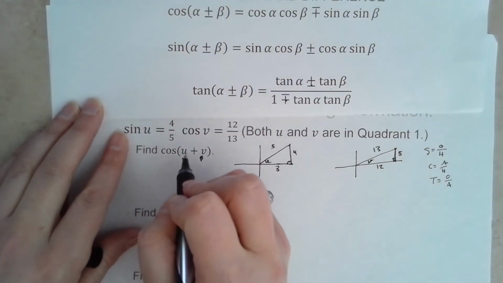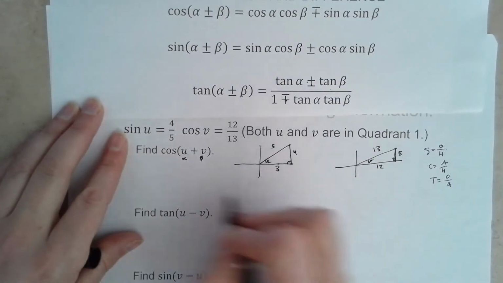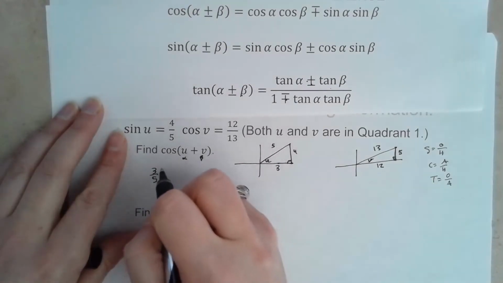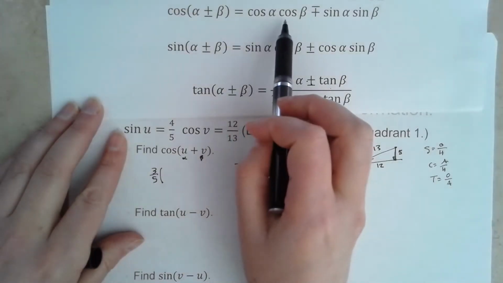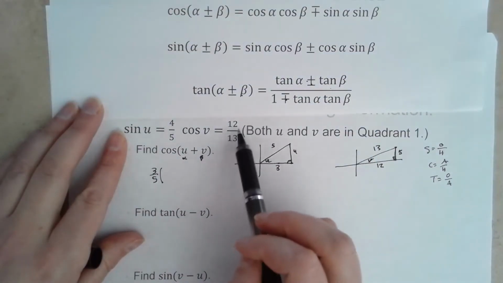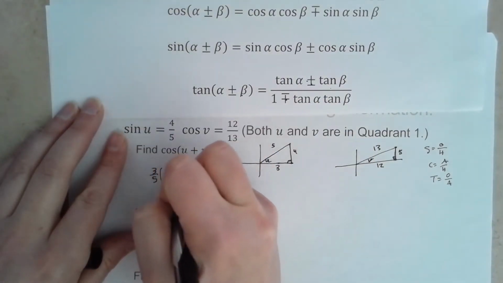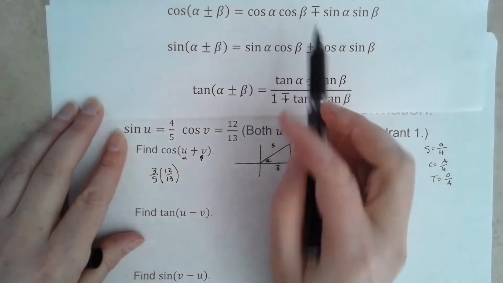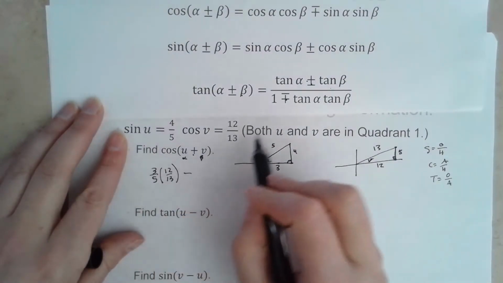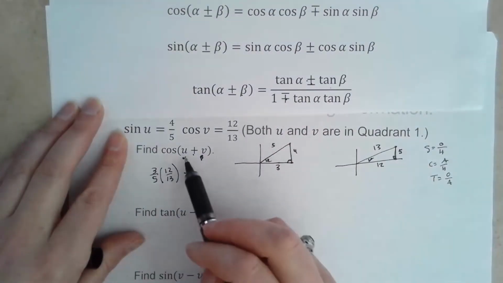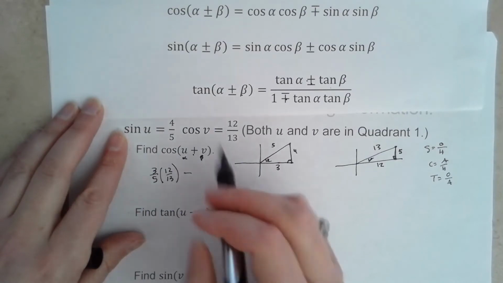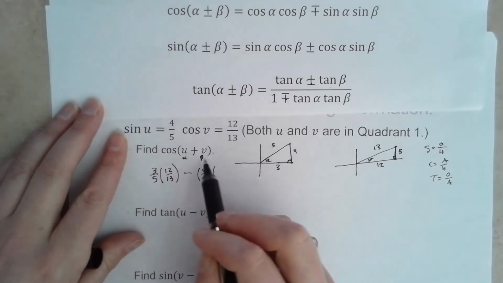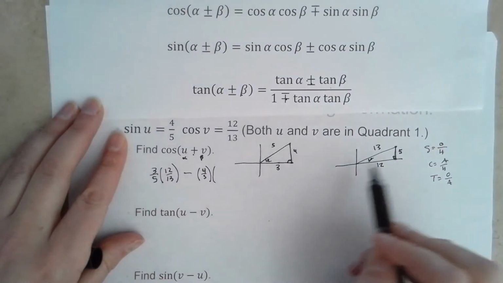So I need cosine of u. So cosine of u is 3/5, right? Adjacent over hypotenuse times, and now I need cosine of v. So cosine of v is right here, 12/13. Okay, this is plus, meaning that I will do minus. And then I need sine of u, or alpha. Sine of alpha is 4/5. And then I need sine of v, which is 5/13.